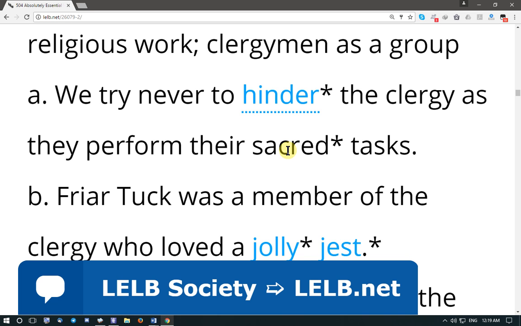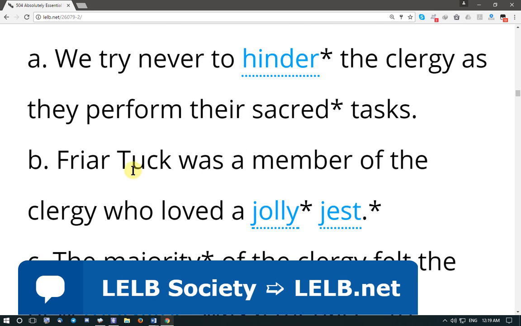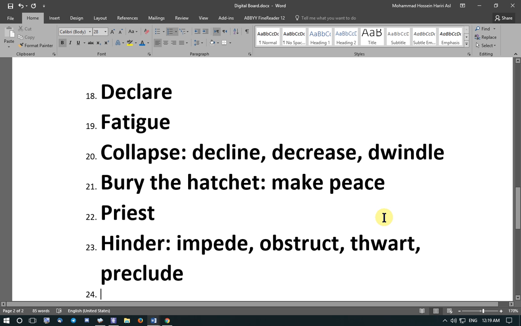Friar Tuck was a member of the clergy who loved a jolly jest. He was a member of the clergy who liked a jolly, meaning happy and bright and full of life and optimistic, jest. Jest here means joke. So he had a sense of humor.